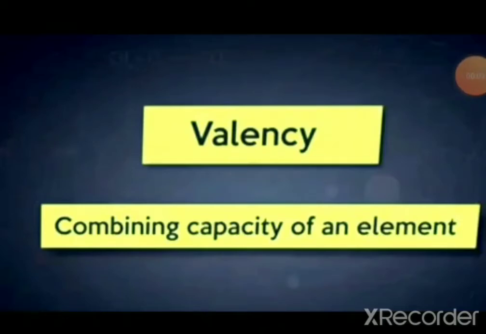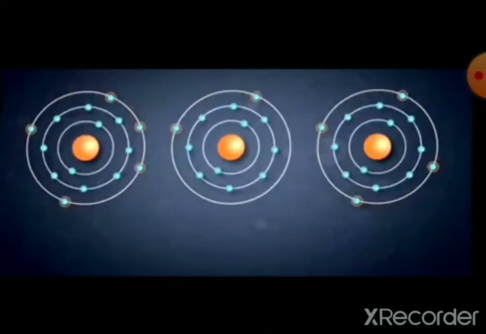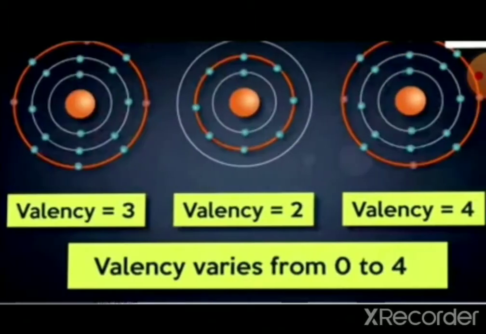So in this video, today we are going to discuss valency in detail. You already know that valency is the combining capacity of an element. Generally, all elements want to achieve 8 electrons in their outermost shell, which is called the octet. Valency depends on the number of electrons in the outermost shell.